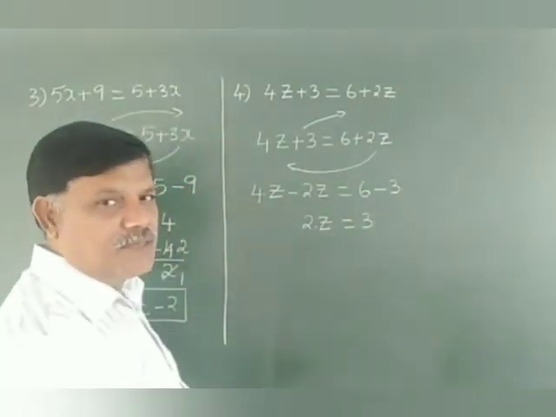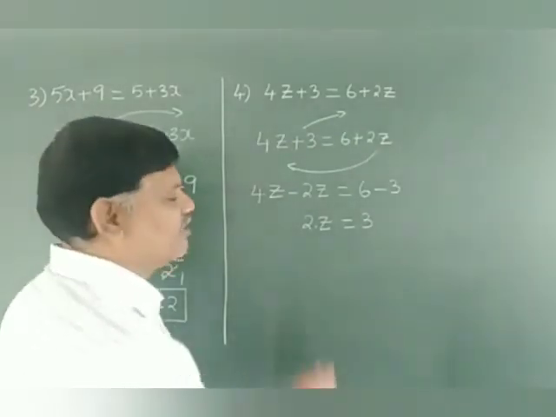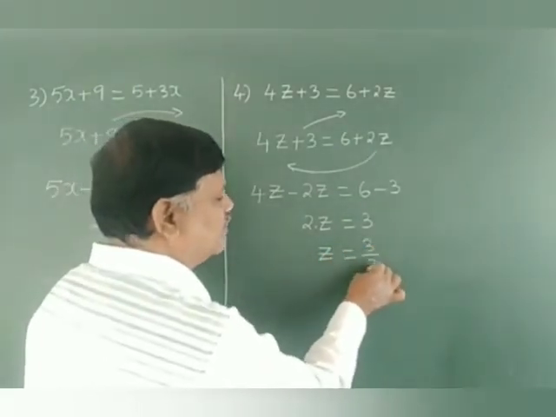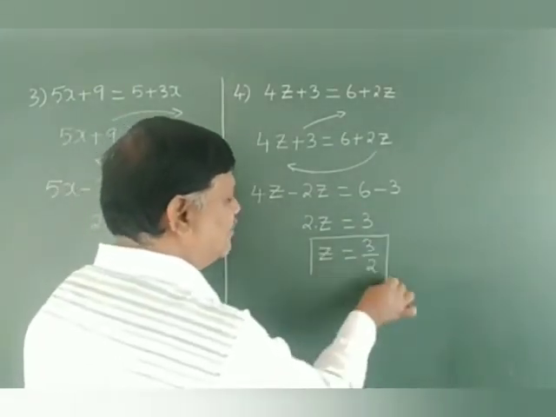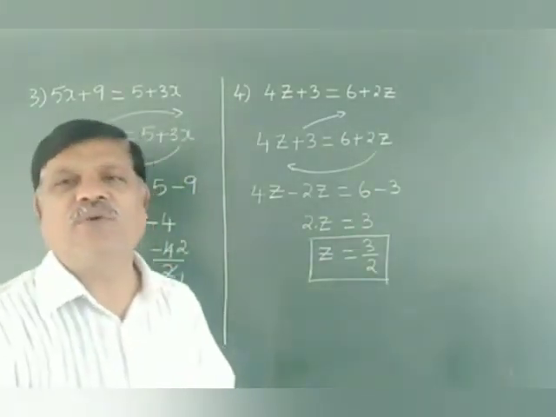Now 2 is in multiplication. So when we take 2 to RHS, it goes to division. Therefore we get z equals 3 by 2. And this is the solution for this particular equation.